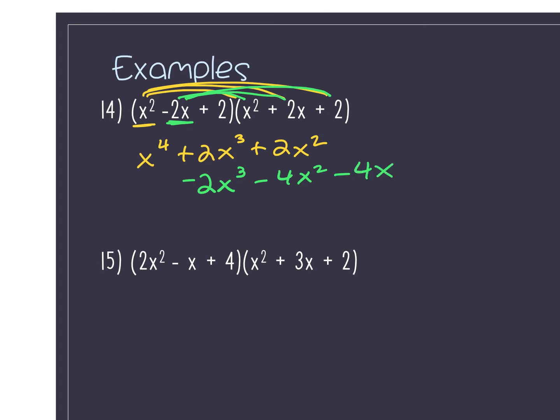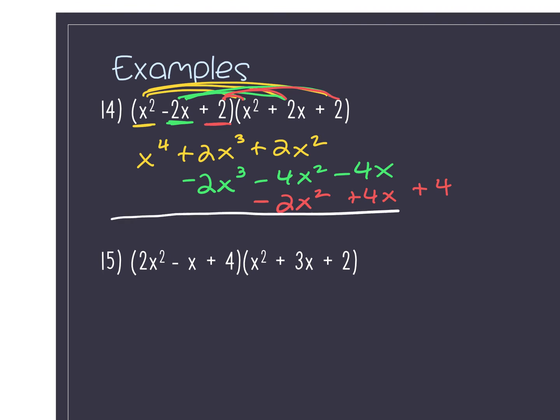Next, I'm going to shift to the next term, which is the positive 2. It needs to go to all 3 terms in that trinomial. So 2 times x squared. And again, I'm lining up my like terms, so notice how I shifted over a spot. Then when I distribute the 2 to the 2x, this gives me positive 4x. And then lastly, 2 times 2, and I get 4.